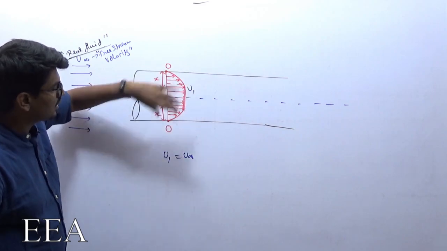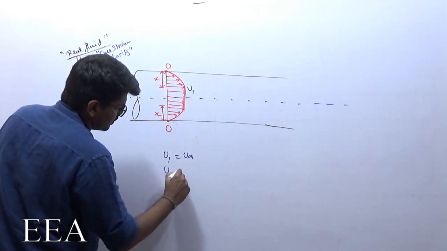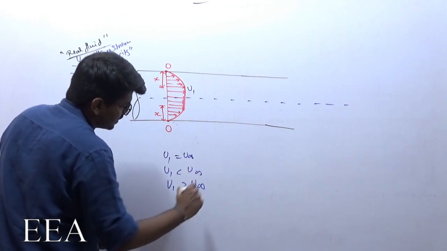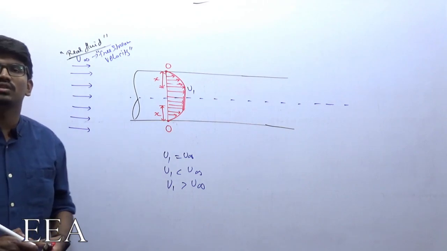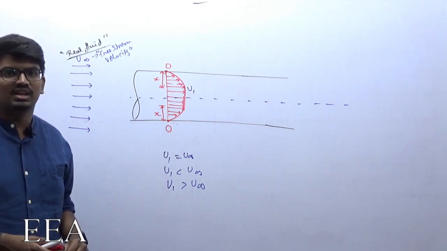Will this constant velocity be equal to u infinity, or will it be less than u infinity, or will it be greater than u infinity? Which one out of these three is correct? Just pause the video and try to answer it.